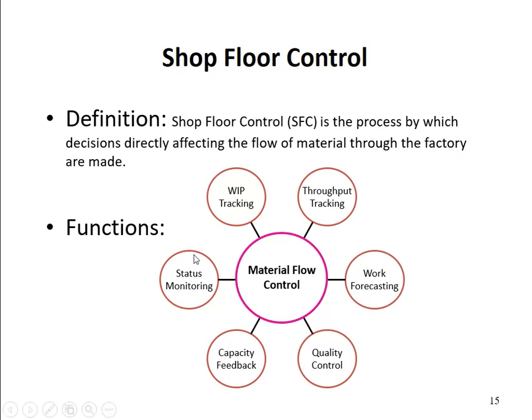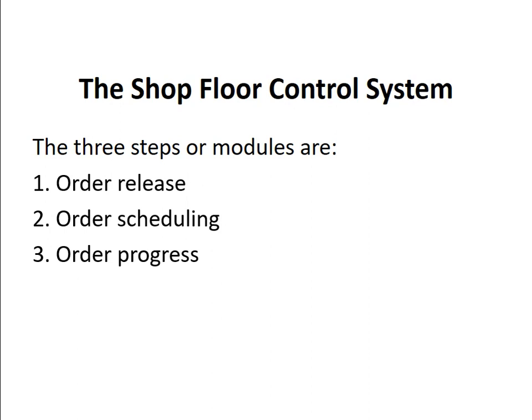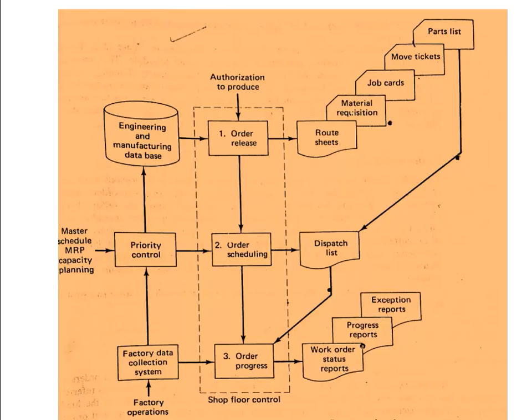And we need to do status monitoring, how the flow of each and every material is going on. And WIP is work in progress, we even need to track what work is in progress. All this together we need to do in the shop floor. So these are the three main steps or modules for the shop floor control system, which are order release, order scheduling, and order progress. Here you can see order release, order scheduling, and order progress.